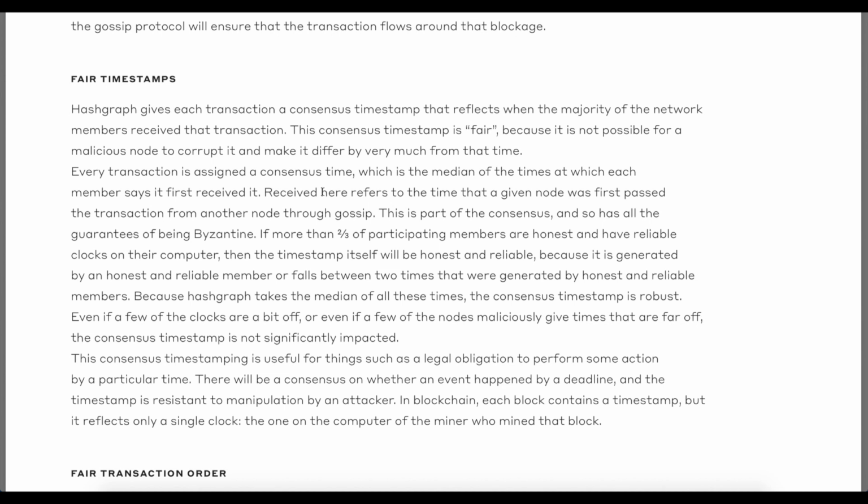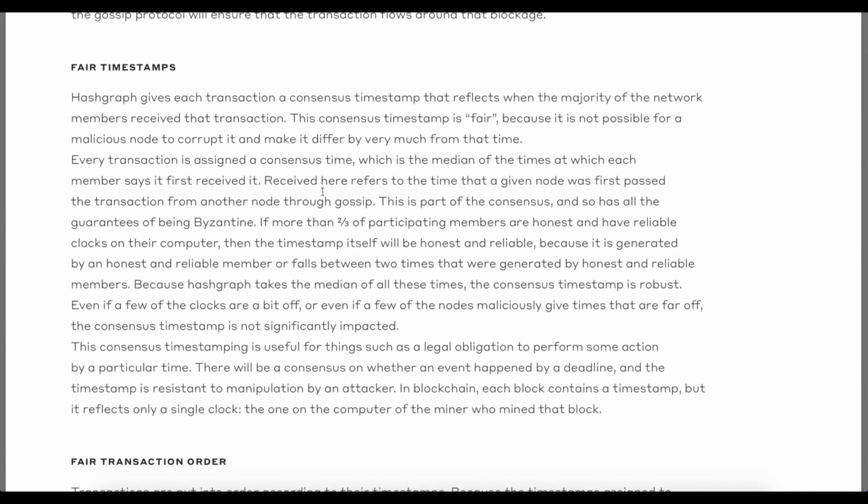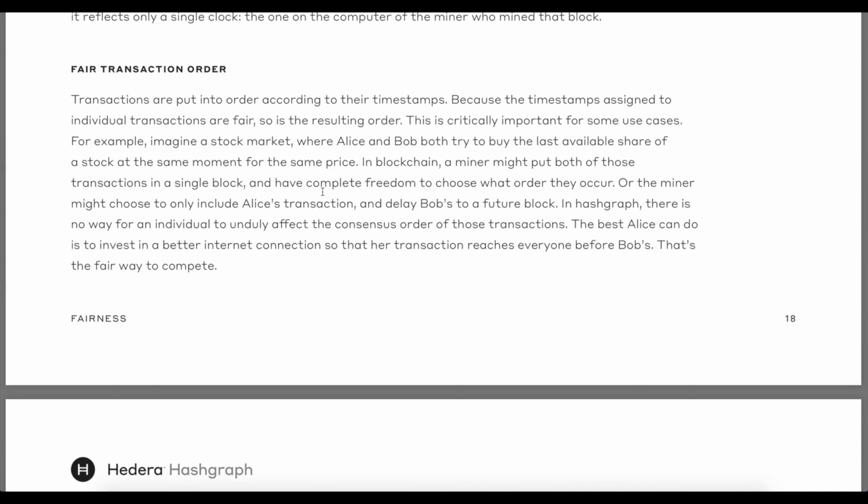Just imagine you put a transaction on the network and it only takes 2 to 3 seconds without any delay. You don't need to worry about the transaction ID getting into the mempool, and then the miner accepting it, and then it going on. That is such a hassle. The fair timestamps and the consensus mechanism between the nodes enable the transaction to go through very fast. So this means obviously that we will have fair transaction order.